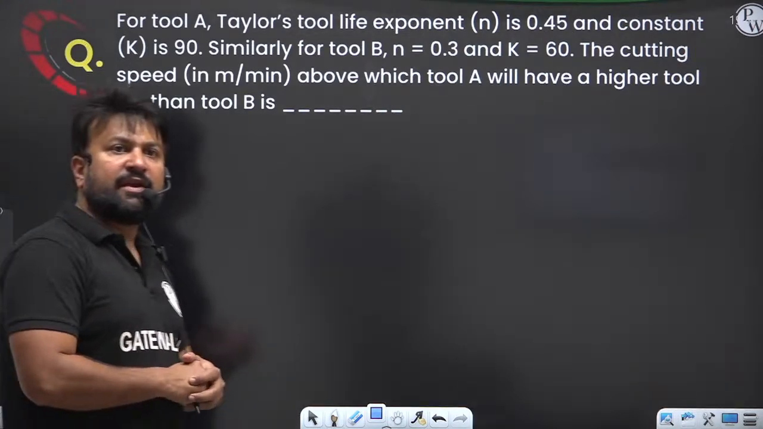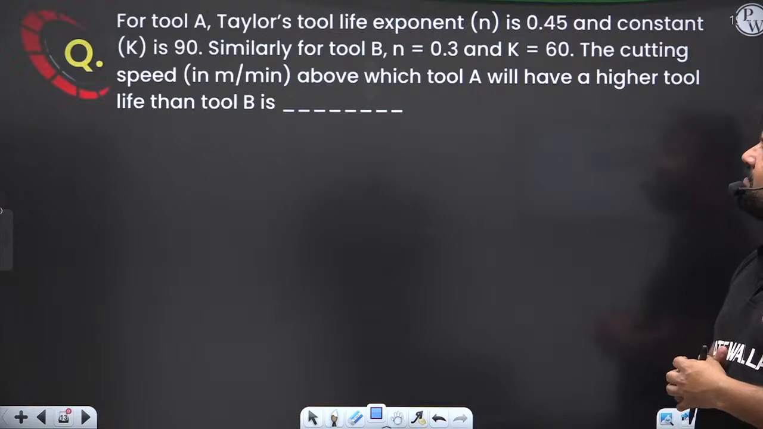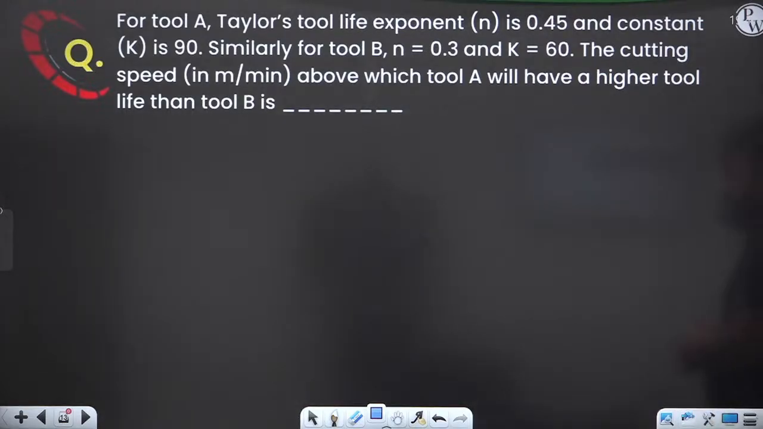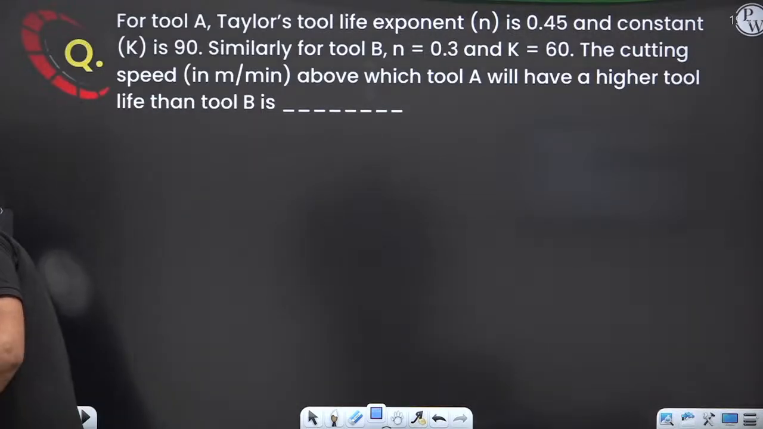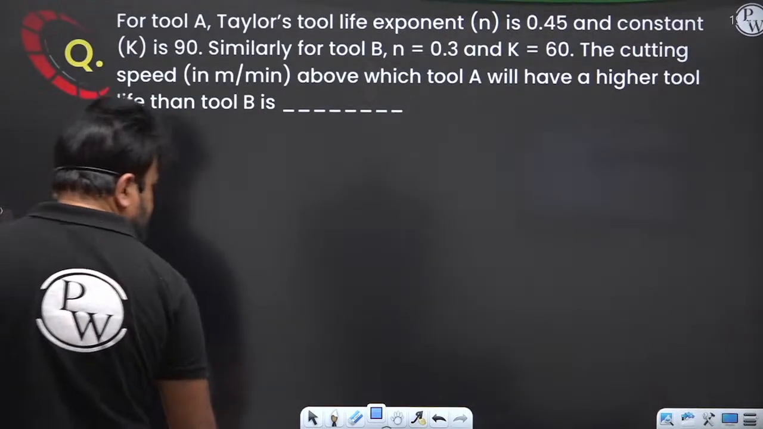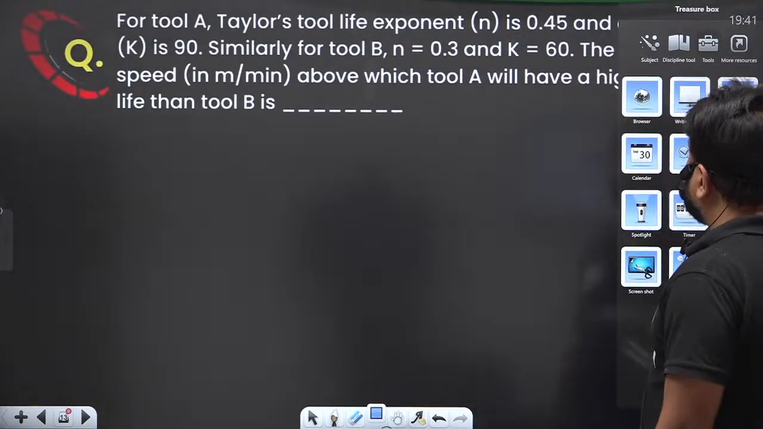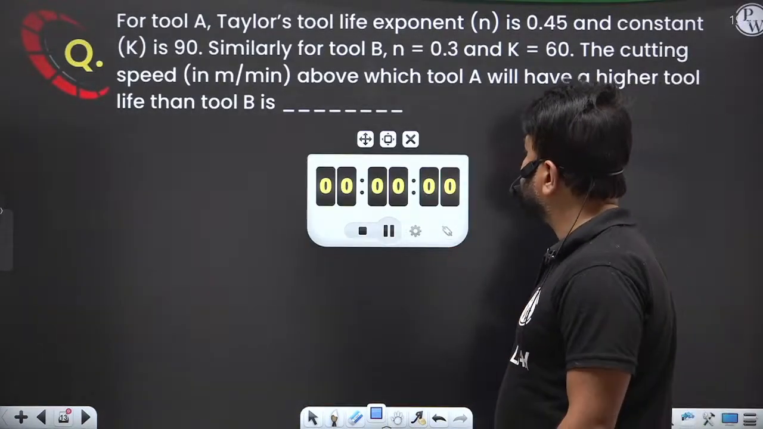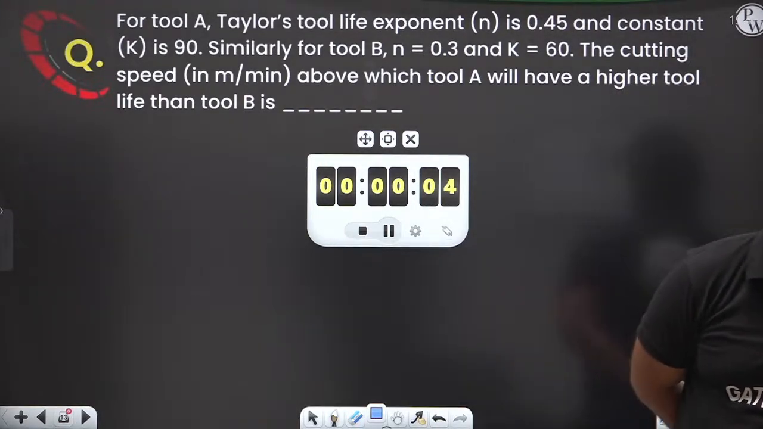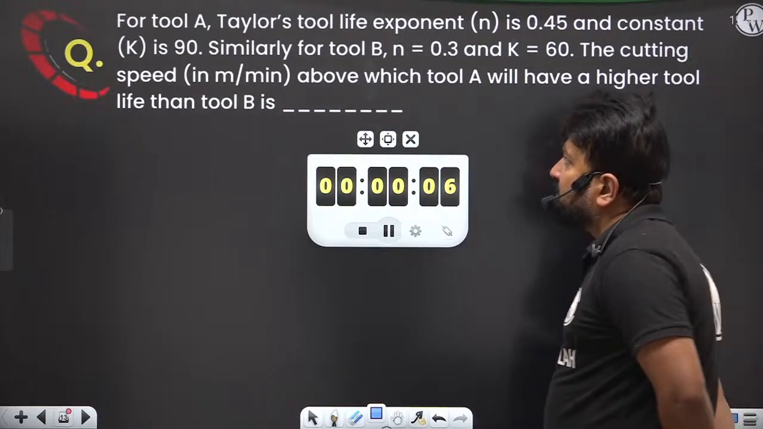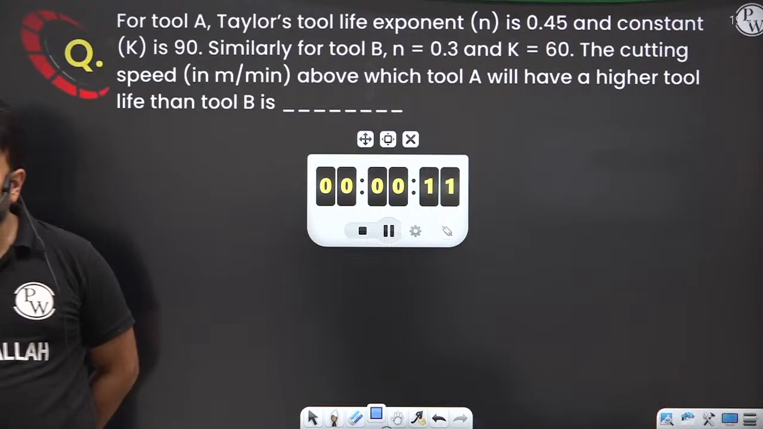Can you try this numerical, please? Okay, so I'm going to provide some time so that you can try this by yourself. Your time starts now. Tell me the answer of this question, please.